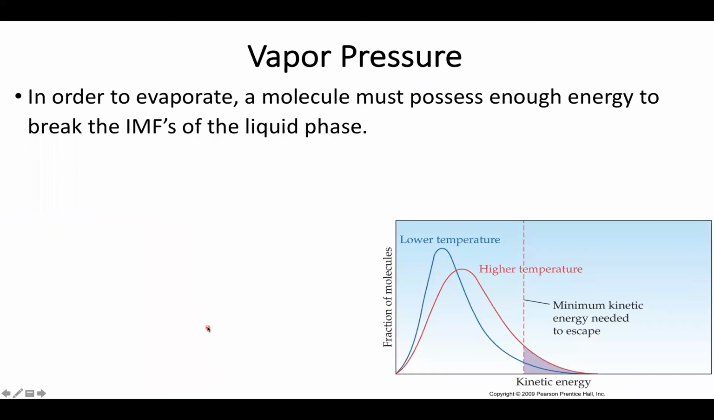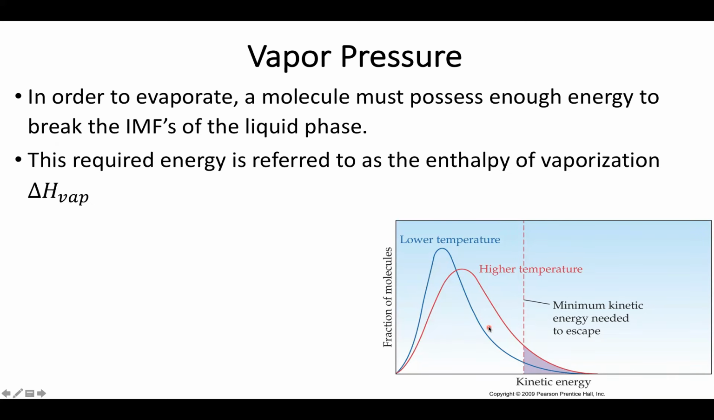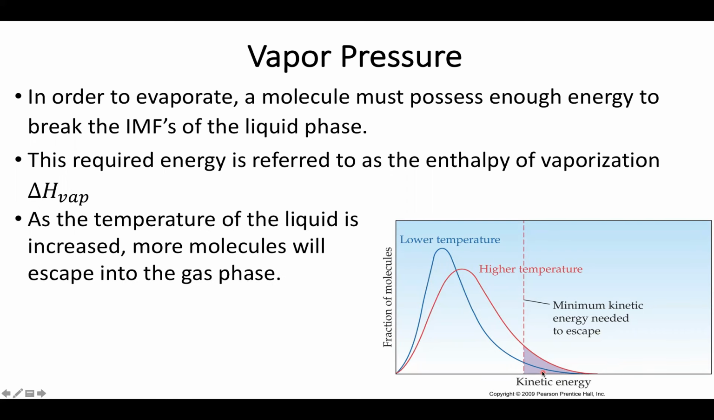So in order to leave the liquid phase and enter the vapor phase, we're looking at more or less how easy it is to leave. We need to have enough energy to break those intermolecular forces. And it turns out that this is going to be related as that minimum energy required to leave. This is called the enthalpy of vaporization. The lower the enthalpy of vaporization, the more molecules will have enough energy, and we will have more molecules in that escaped gas and will have a higher pressure.